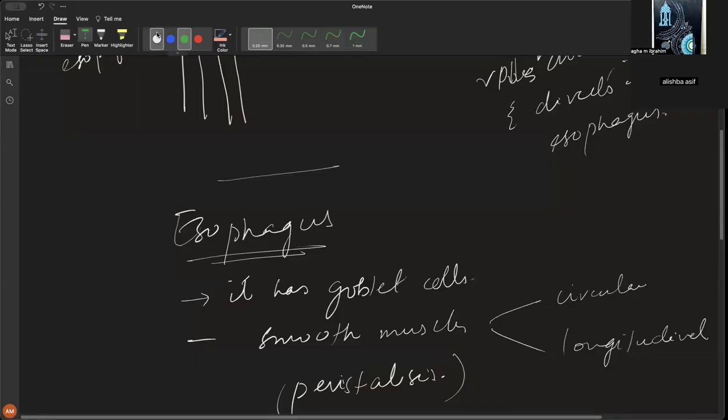Esophagus should be spelled O, E, S, esophagus.